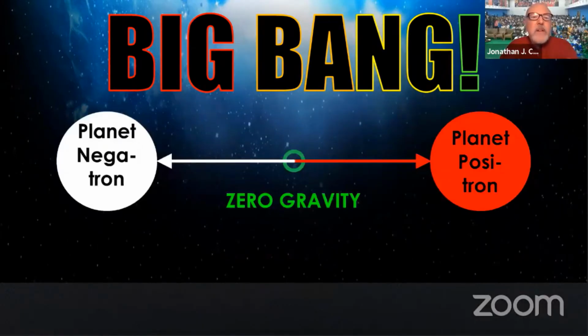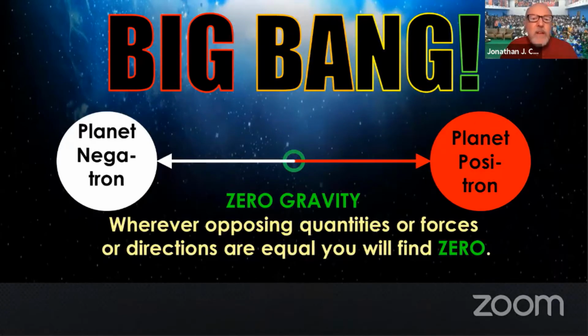So if we've got planet Negatron and planet Positron and a body in the middle, what we have again is two opposing forces that sum to zero gravity if we're in between those two planets. So whenever opposing quantities of forces or directions are equal, you're going to find zero. But this sense of symmetry of force and matter never came through ancient Greek geometry, and I'm going to move on to that shortly.